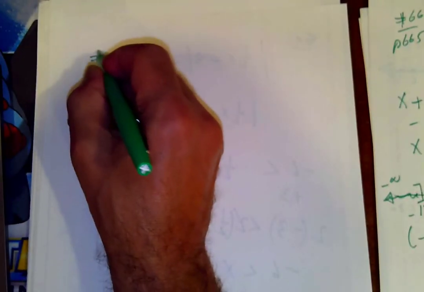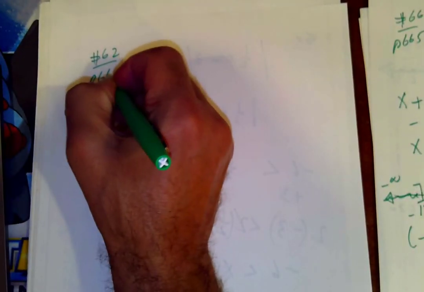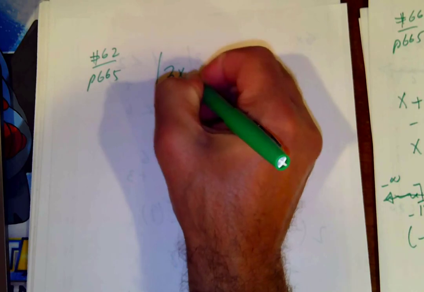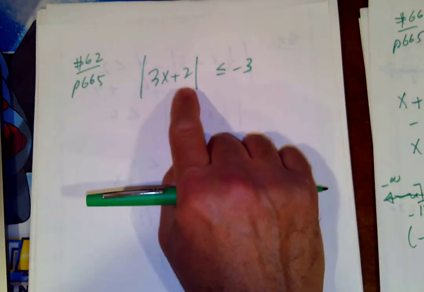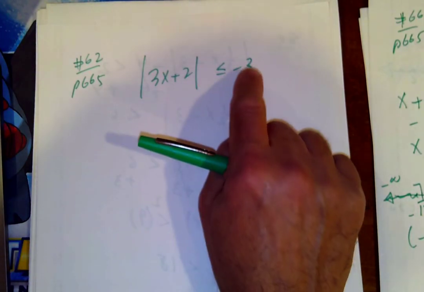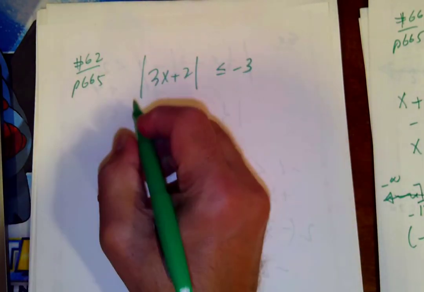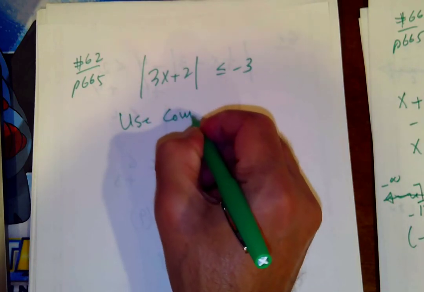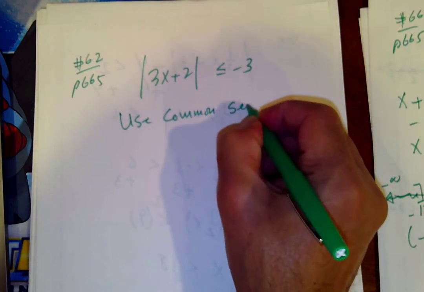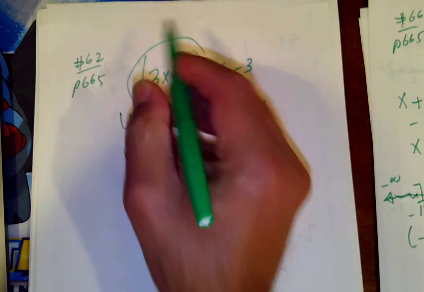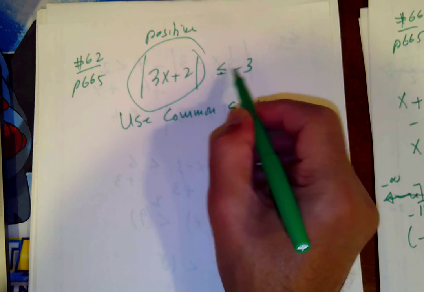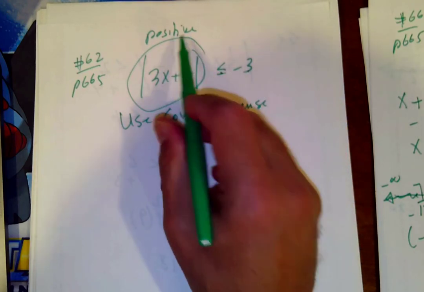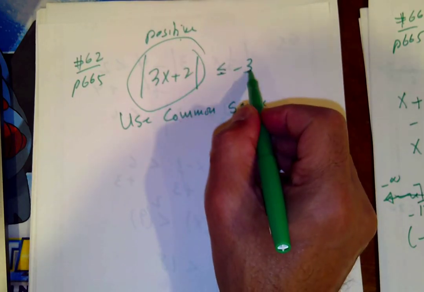Now, what if we have something like number 62, page 665? Absolute value of 3x plus 2 is less or equal to negative 3. Now, when the absolute value is isolated, we cannot have a negative there. So we have to use common sense. No rules can be used here. Common sense says this is always positive or 0. It cannot be less than a negative number, okay? A positive, it cannot be less than a negative number.